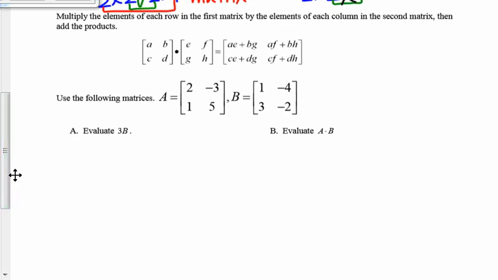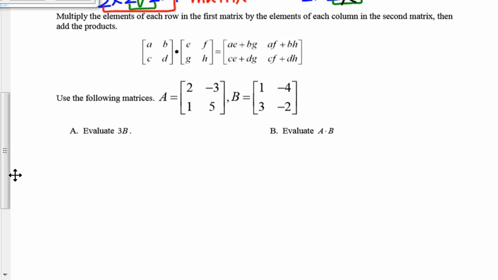All right, it says multiply the elements of each row in the first matrix by the elements of each column in the second matrix, then add the products. Okay, that's a lot of words. Basically, that is telling us how to multiply matrices, because it's a little bit different. You can't just multiply like A times E, and then B times F, and then C times G, and then D times H. It doesn't work like that. That's only for addition and subtraction. So multiplying matrices actually takes a little bit more work.